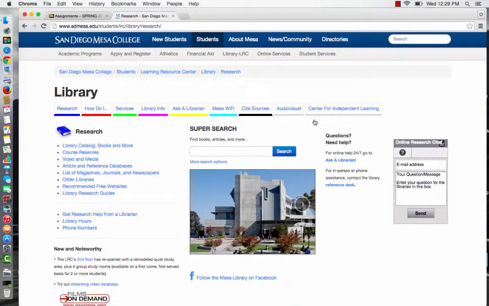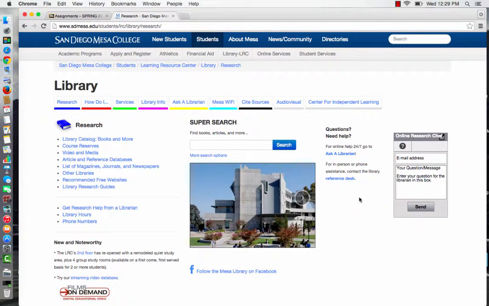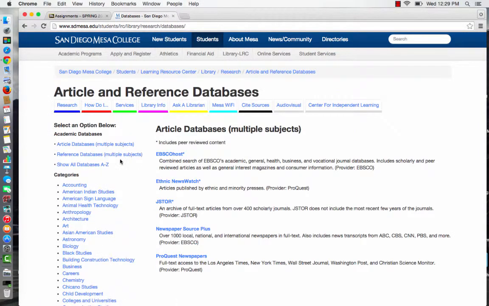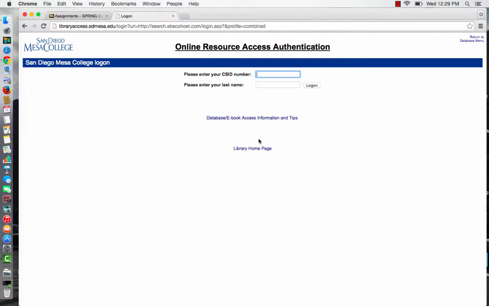Okay, the link on the assignment worksheet takes you to the Mesa College library website. And now that we're here, we need to go immediately into the databases, article and reference database section. Database or database, I sometimes alternate between the two, depending on my mood. So again, it's this section right here, article reference databases. So we'll click that. And the one we want right now is EBSCO. EBSCOhost is the full name. So click EBSCOhost. And of course, that'll get you to your CSID number and last name.